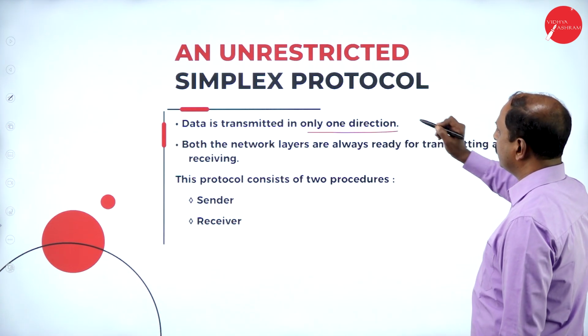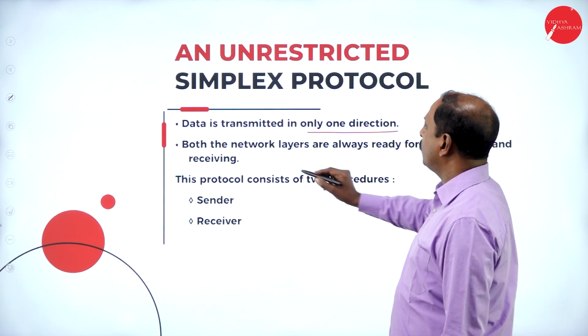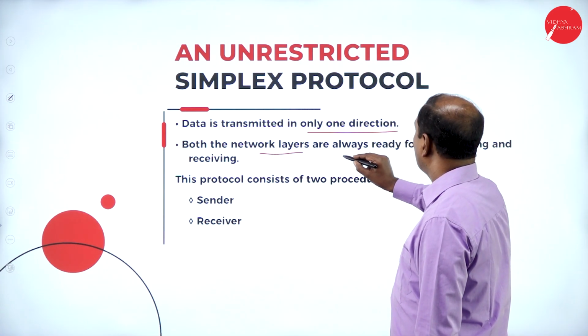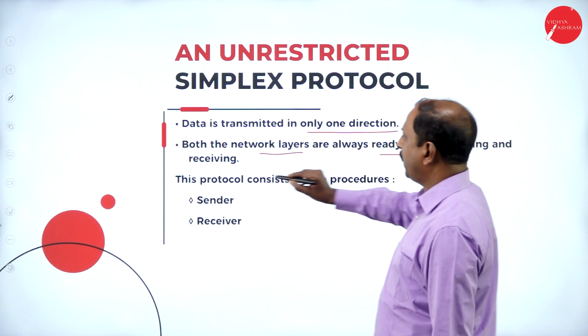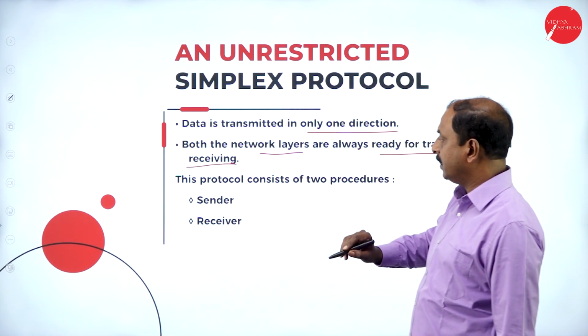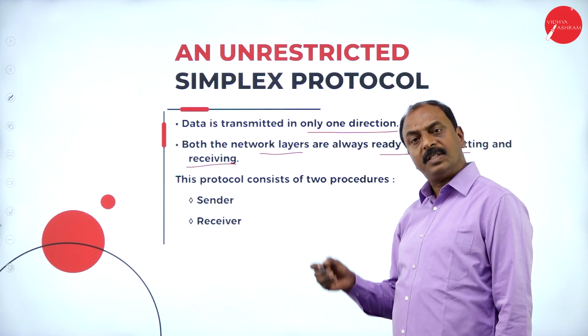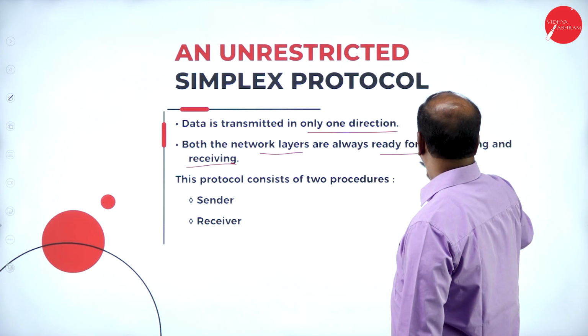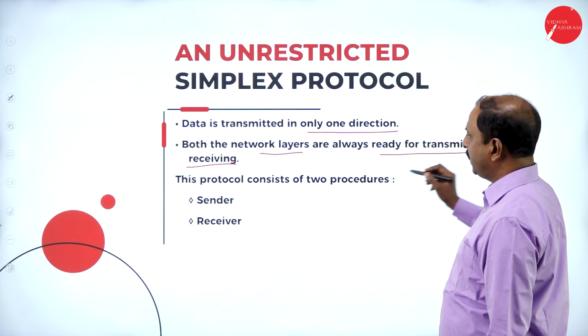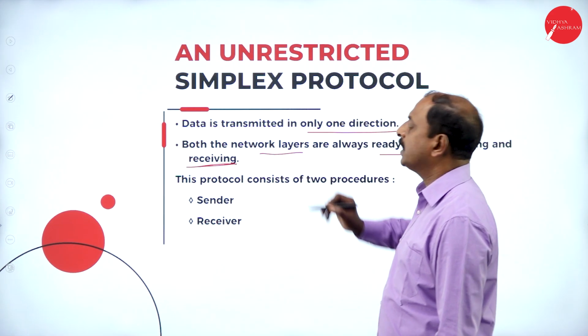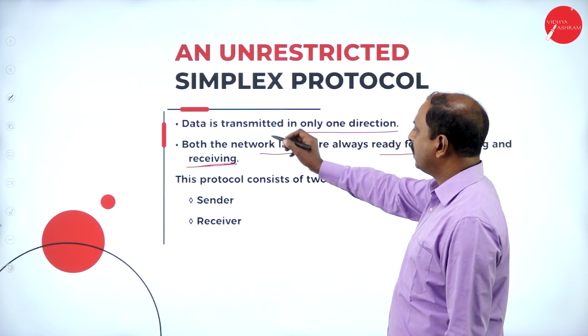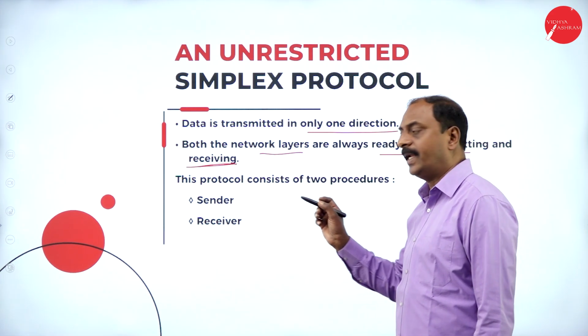That is one of the features of this: both the network layers are always ready for transmitting and receiving the data. So both the network layers of the sender and the receiver side are ready, one to send the data and one to receive the data. So data transmission takes place in only one direction.